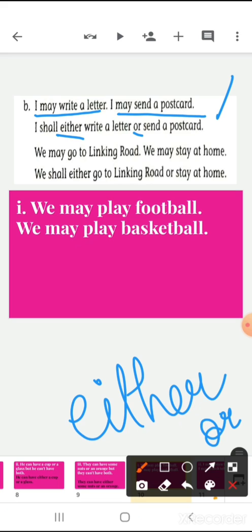This example, understood? Now the second one. We may go to the linking road. We may stay at home. How we have to use either and or? We shall either go to linking road or stay at home. Okay, you all understood this?